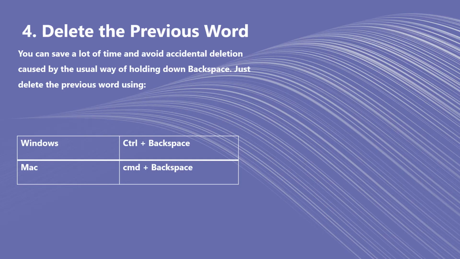You can save a lot of time and avoid accidental deletion caused by the usual way of holding down backspace while deleting any record or row. Just delete the previous word by using Ctrl plus backspace or Command plus backspace for Mac.